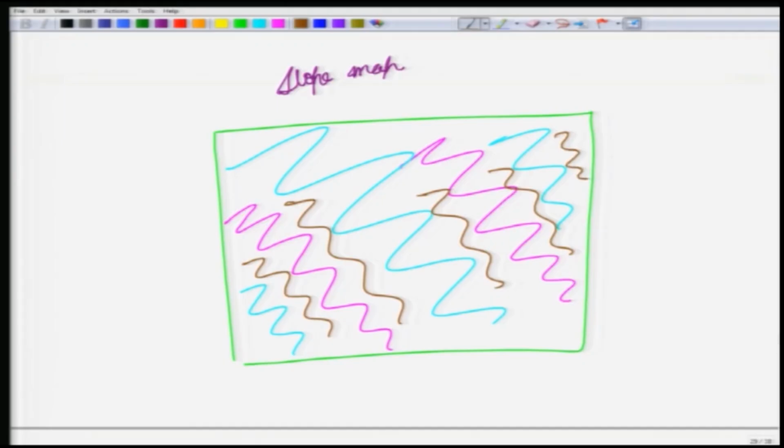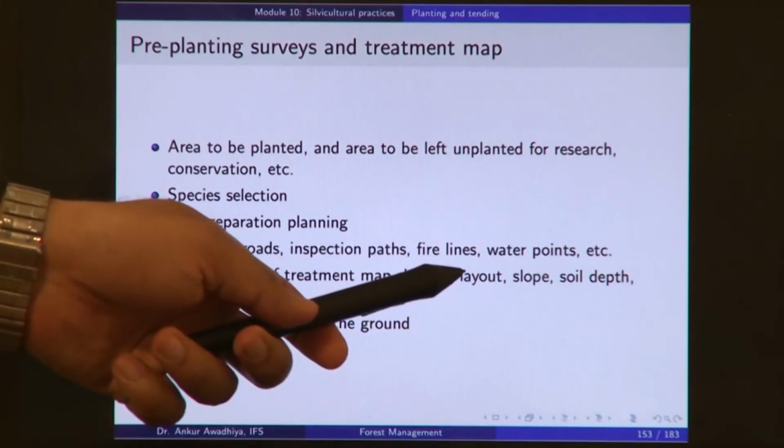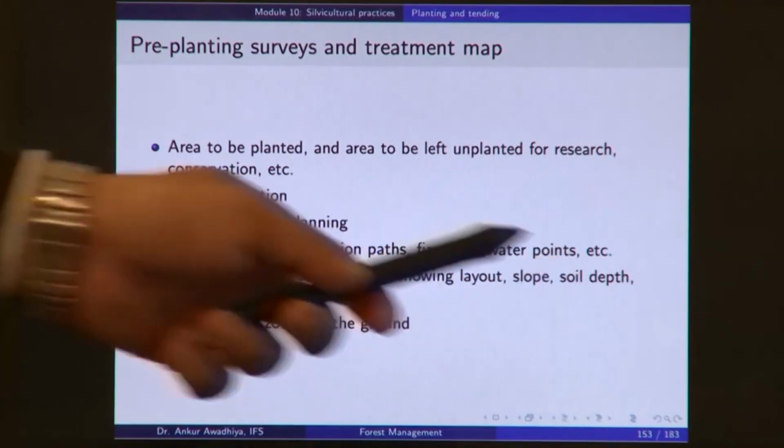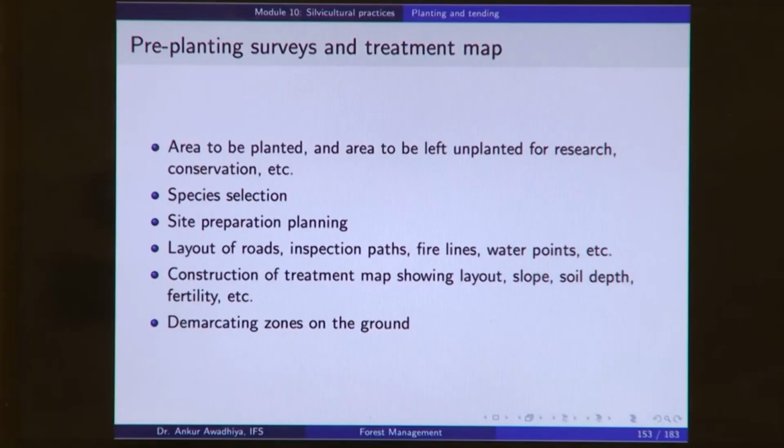Now, when you combine all of these maps together, so you have the layout map, slope map, soil depth map, fertility map and so on, when you combine all of these together, you generate a treatment map. So, a treatment map generally has a number of colors to depict these different things, and by looking at the treatment map, you can very easily understand why you are doing a certain operation and where you are doing these operations.